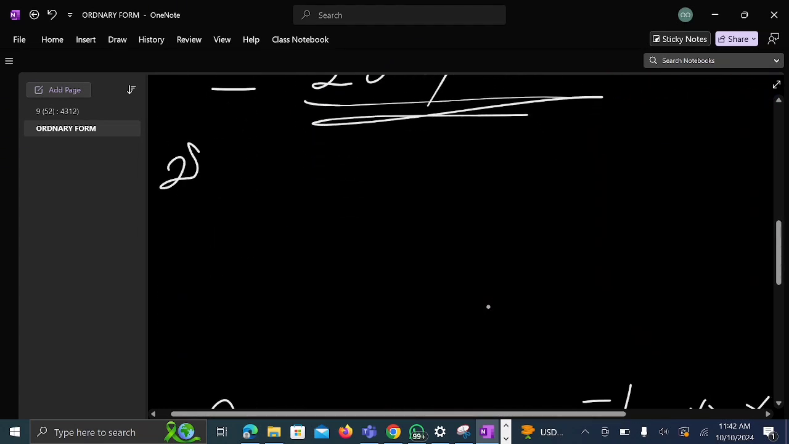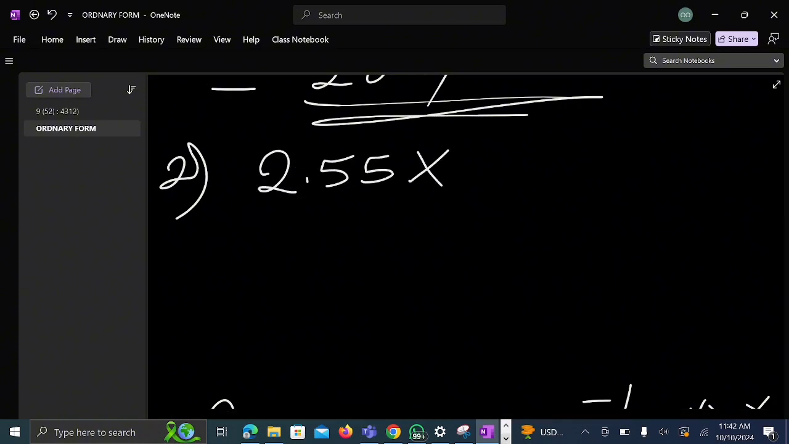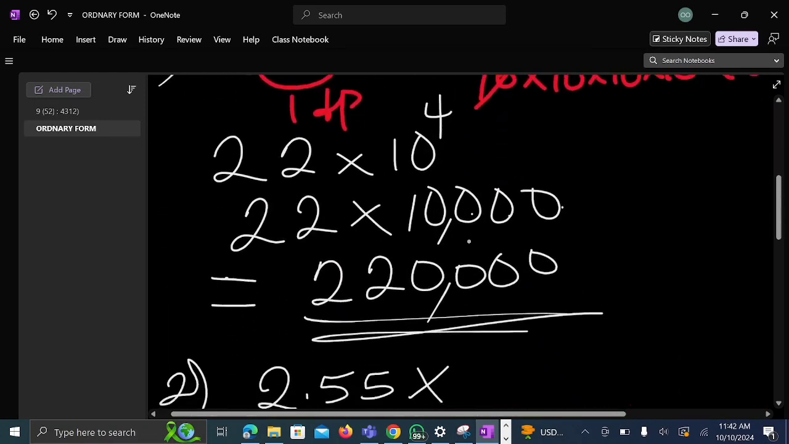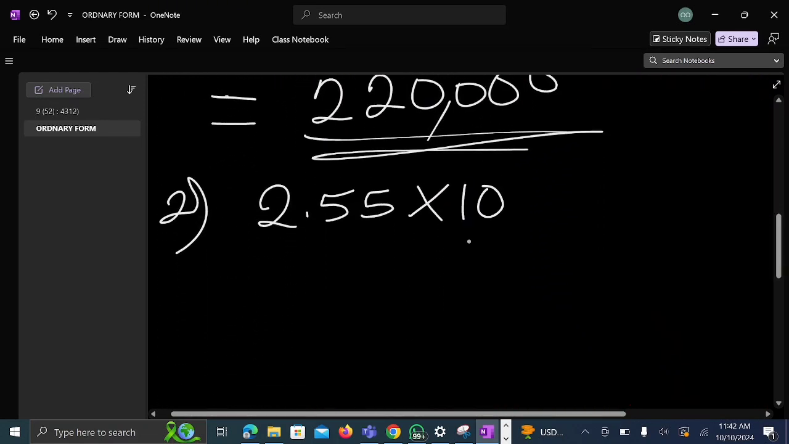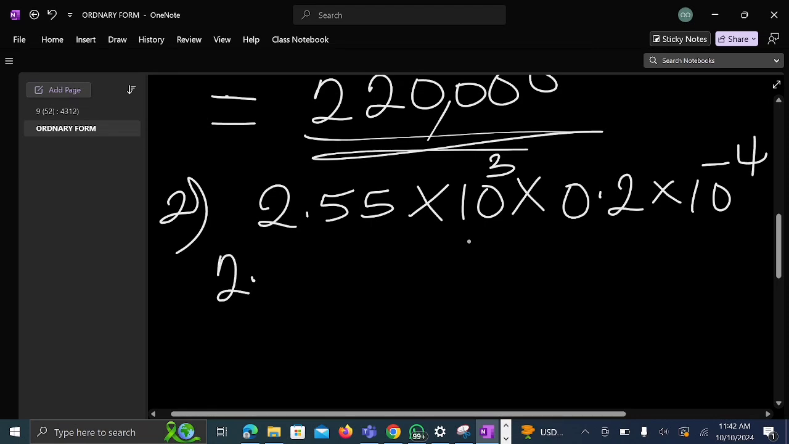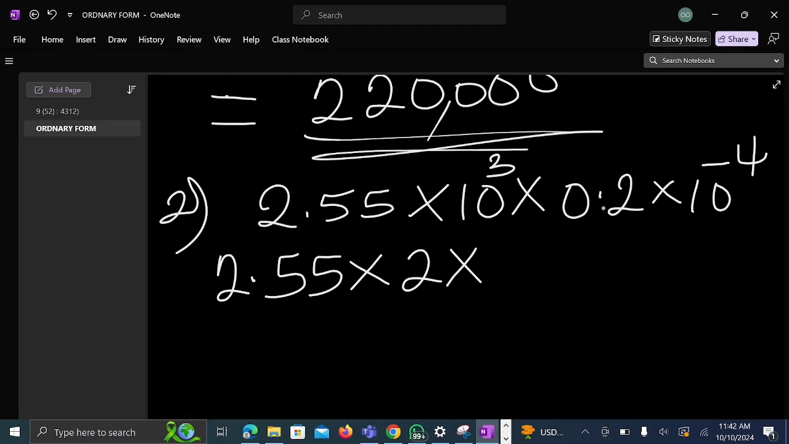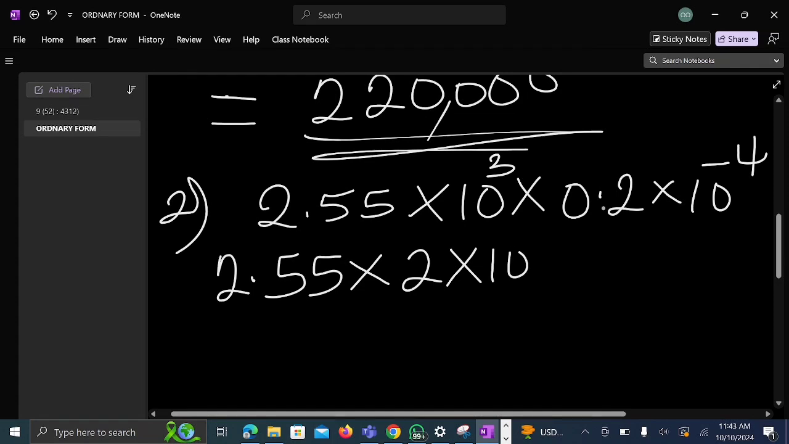Question 2 says 2.55 times 10 to the power of 3 times 0.2 times 10 to the power of negative 4, right? Good. So let's just break them down. Now we have 2.55 times, if you write 0.2 in standard form, what will you have? You are going to have 2 times 10 to the power of negative 1.